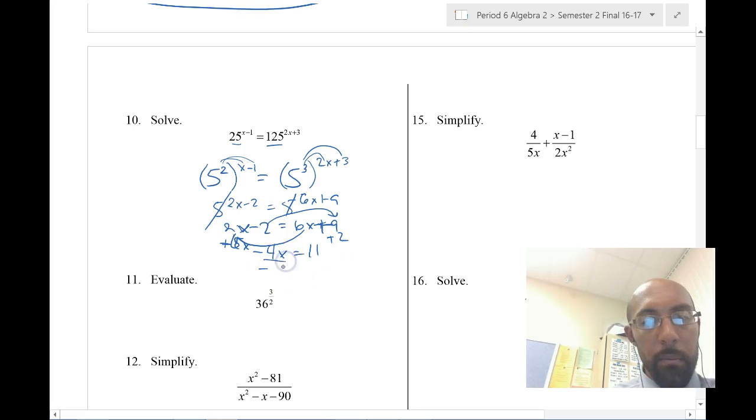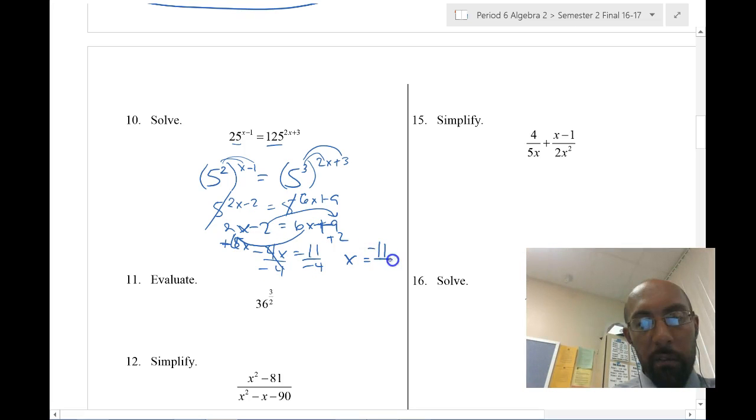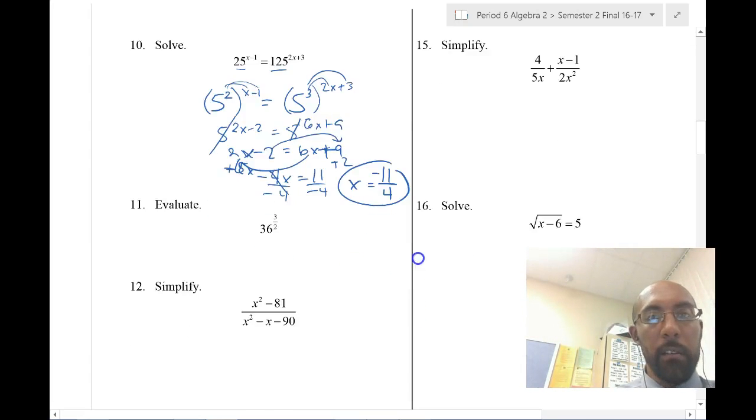All right, and then last step, divide by negative 4. And so x equals negative 11 fourths. And remember, we always want to bring that negative up to the numerator. I'm sorry, numerator, not denominator.